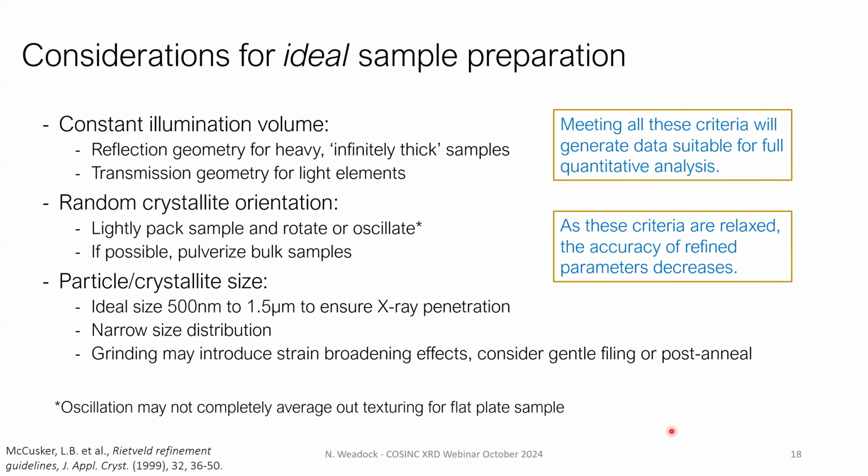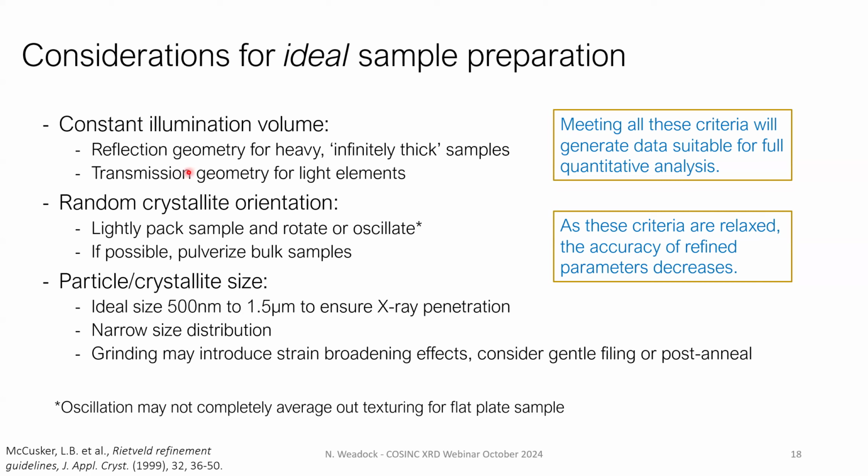When you go to make your powder sample, if you're pulverizing a larger sample, be cognizant of the fact that as you grind it, you might introduce some defects that will give you broadening of your peaks. So you might consider filing or some other more gentle technique to obtain the powder, and annealing your sample after it's been pulverized.